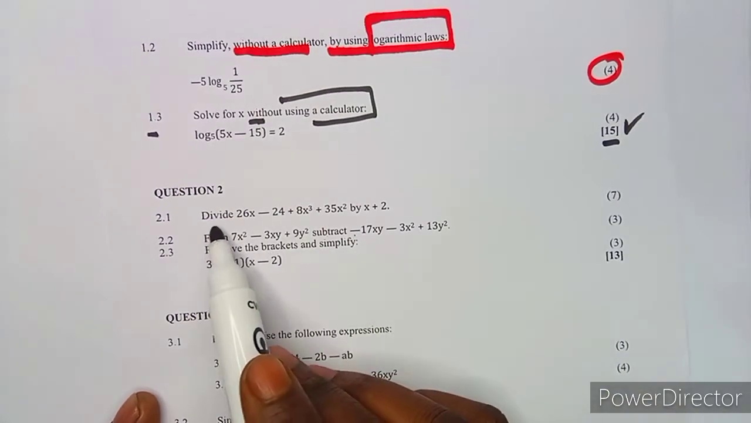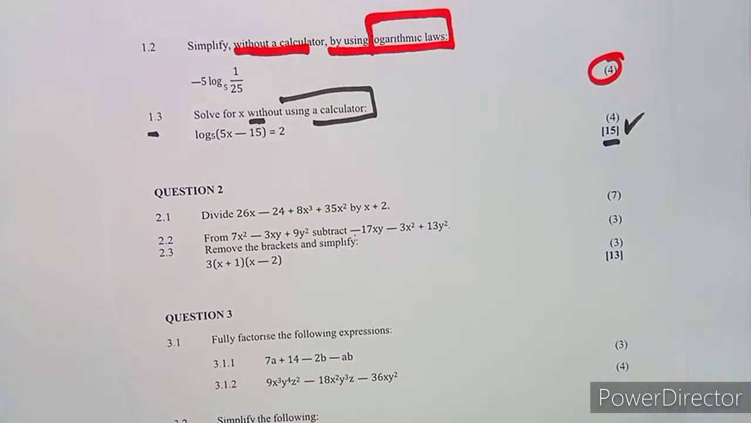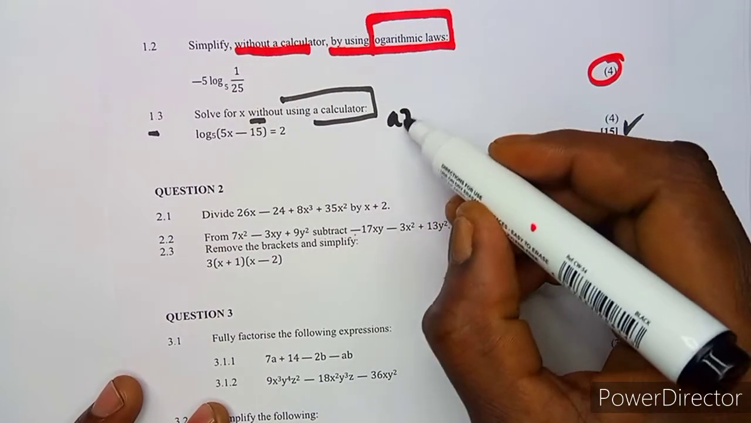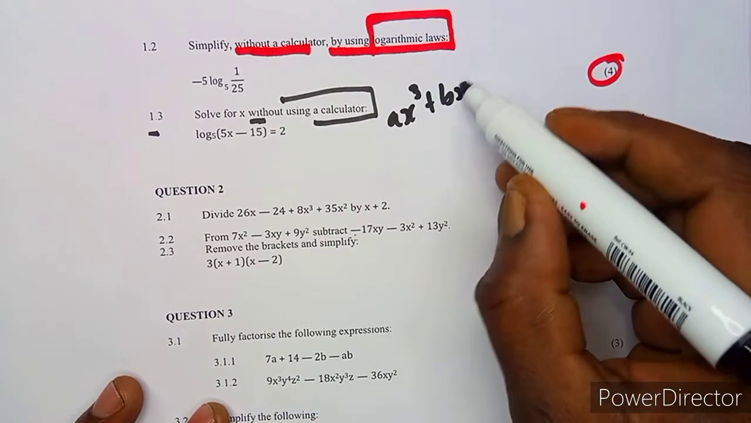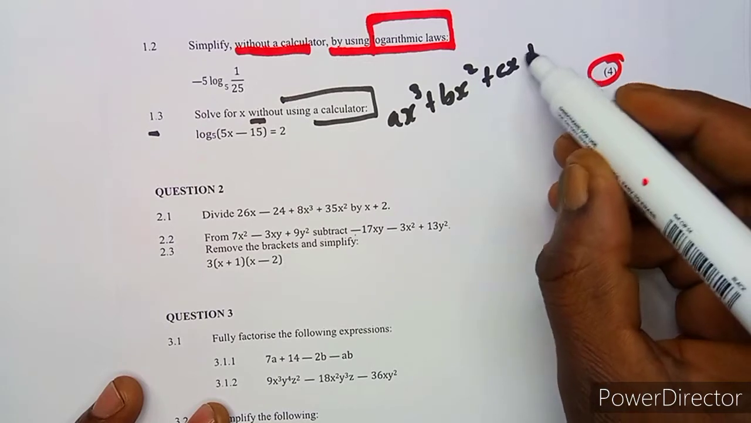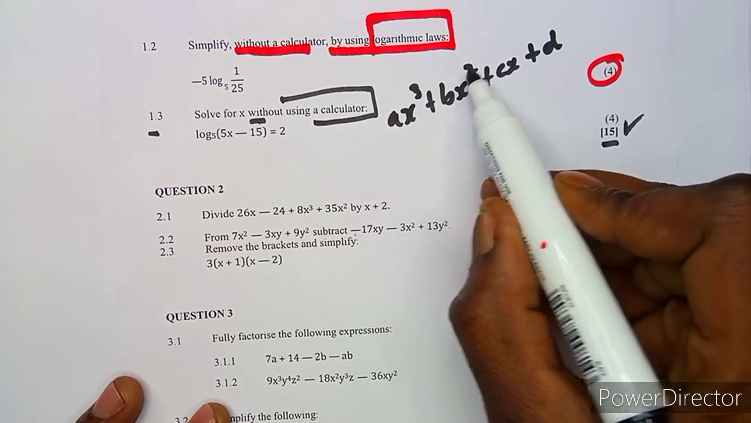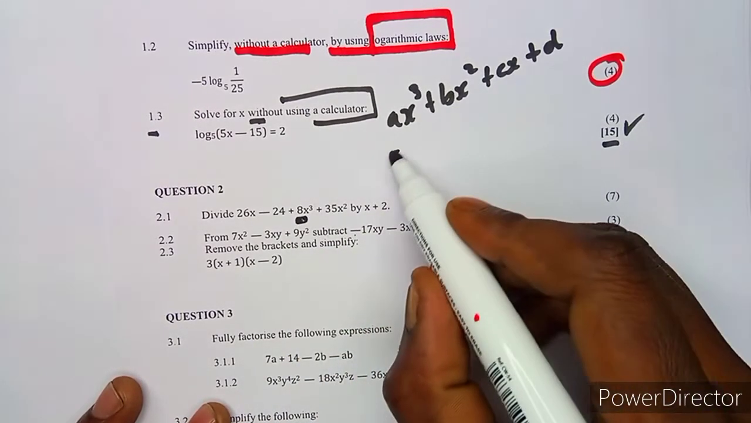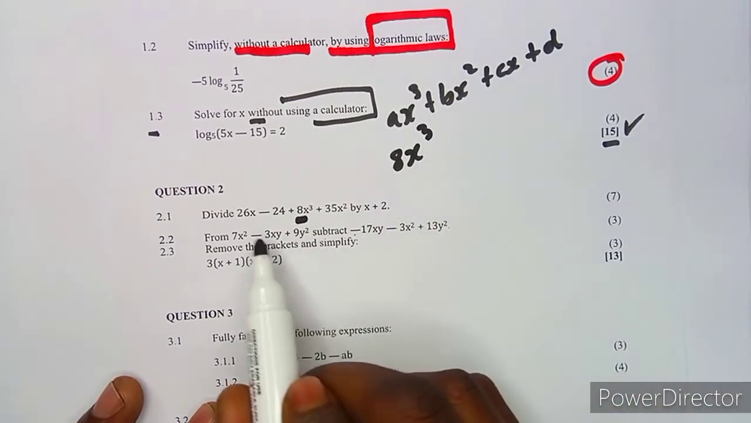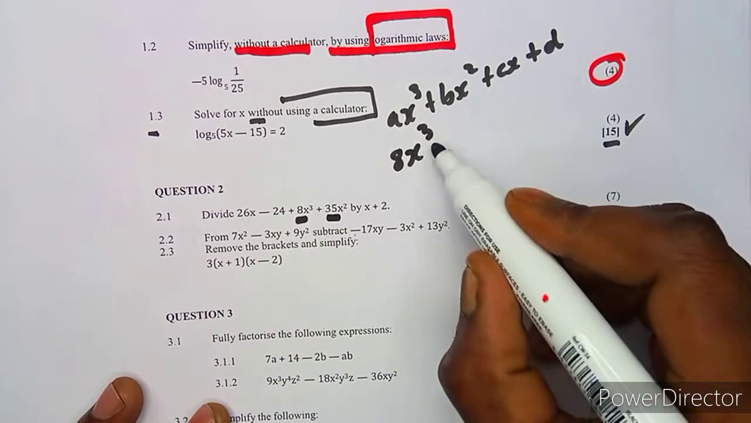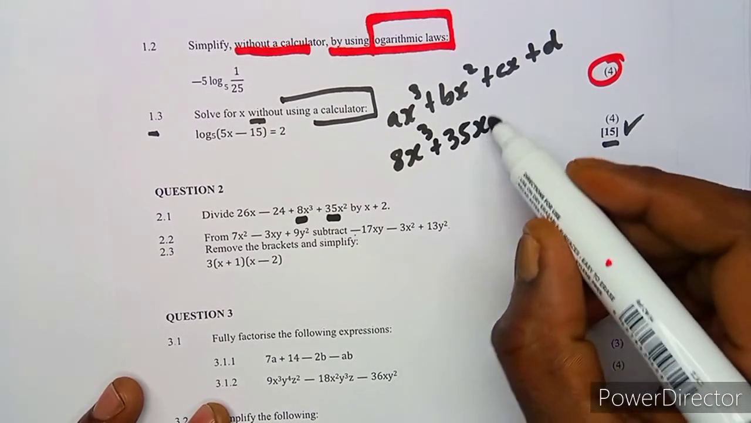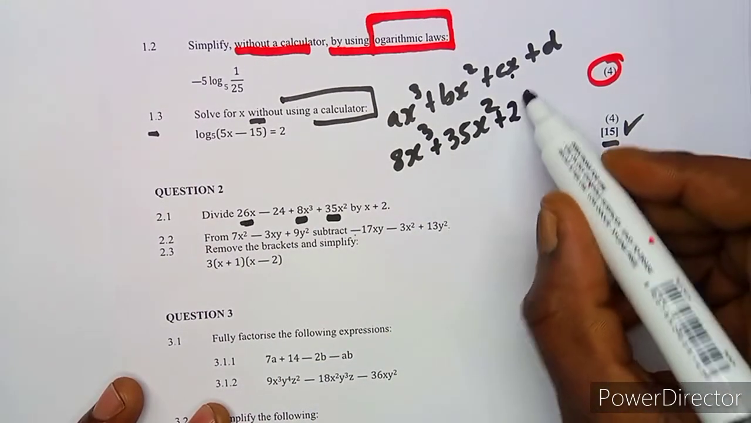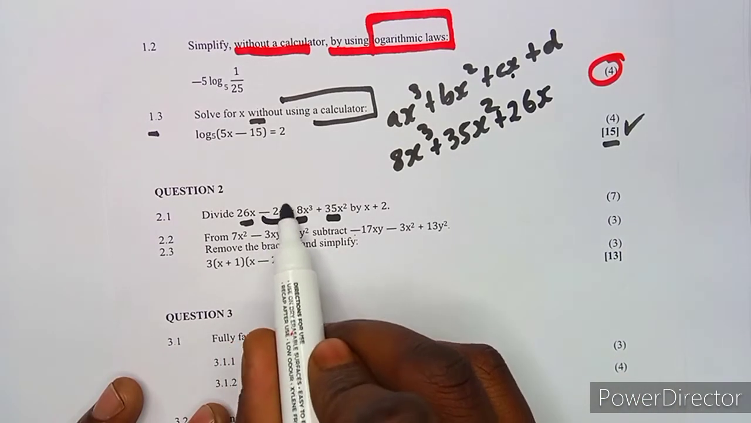Then on question 2, divide this expression by x plus 2. As you can see, guys, these expressions are repeating, and I told you that the order should be this. You must write in terms of ax cubed plus bx squared plus cx plus d, like this. So the exponents should be 3, 2, 1, and a 0 there. Which means we're going to take this as 8x cubed, plus 35x squared, all right, we need this one with x, which is plus 26x, and we need this minus 24.